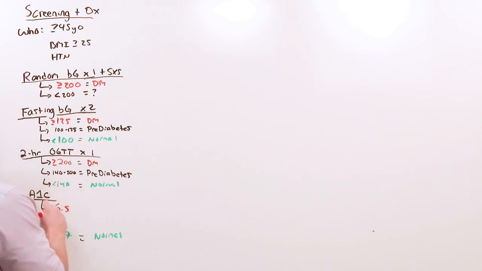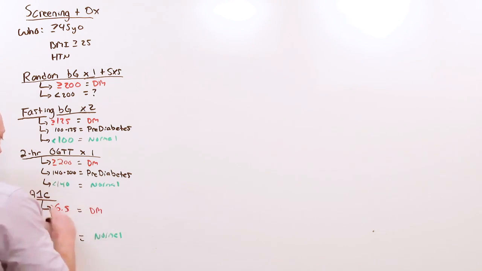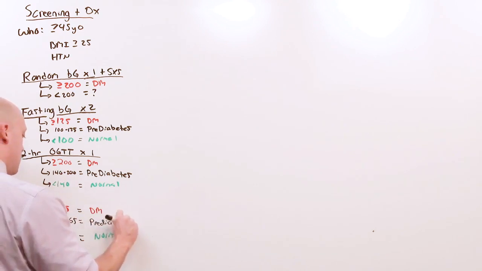is the A1C. Greater than or equal to 6.5 is diabetes, and in between, prediabetes. So why is this the best test?